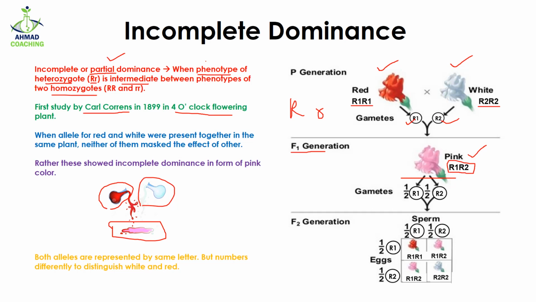But if you cross two pink flowers, you can see that in the next generation, which is the F2 generation, we are going to have red flowers, white flowers, and also pink flowers wherever the heterozygotes are present. So that was all about incomplete dominance.